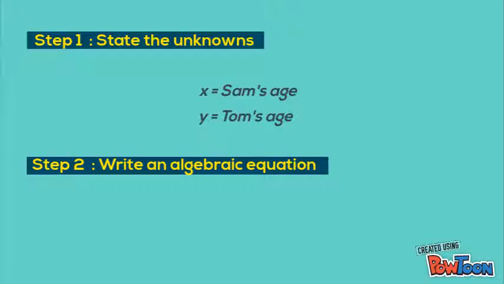First, you have to remind your students to state the unknowns. In this case, X will represent Sam's age and Y will represent Tom's age. Next, guide them on how to write an algebraic equation. In this case, the equation will be X plus 8 equals Y. Let Sam be X and Tom be Y.